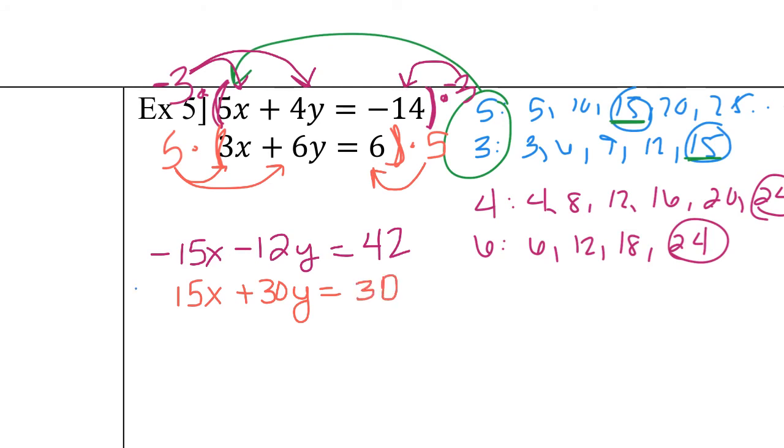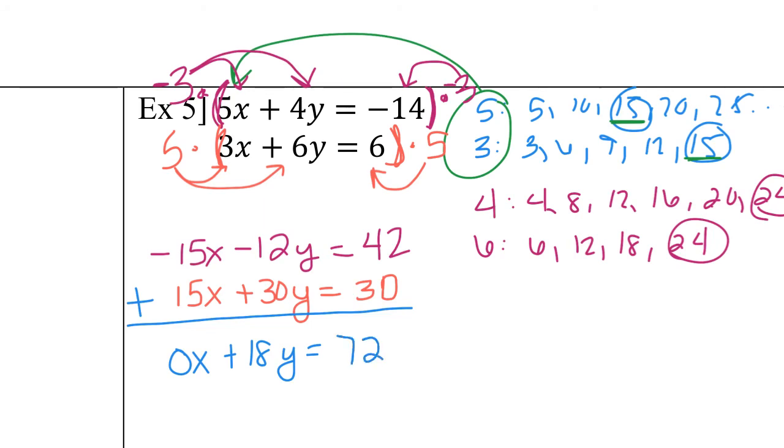Now that my x's are going to add to 0, I can add my two equations together. Negative 15x plus 15x makes 0x. Negative 12 plus 30 makes a positive 18y. And then 42 plus 30 makes 72.